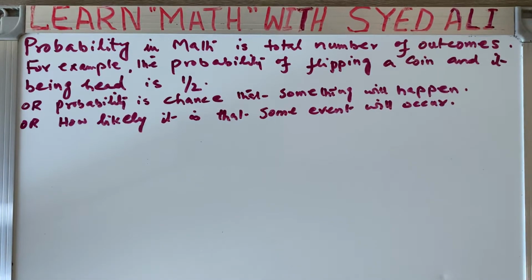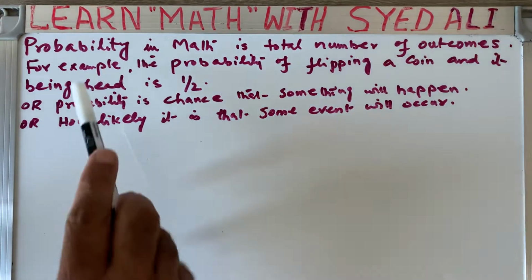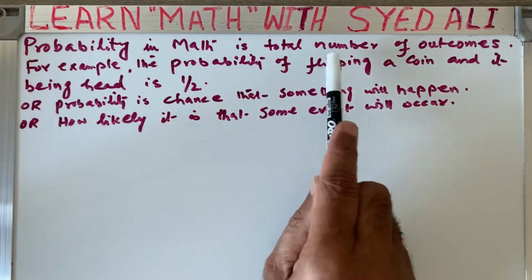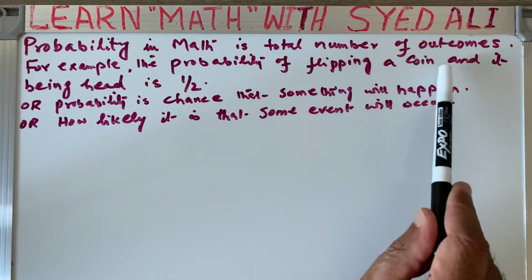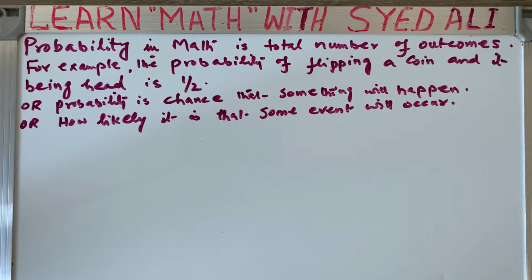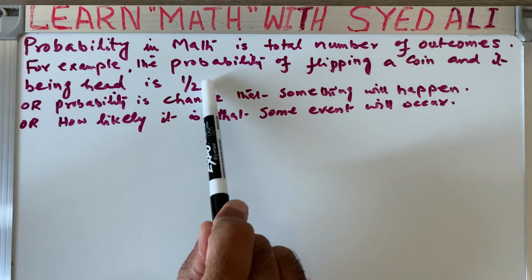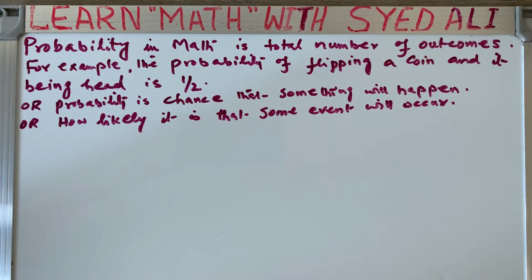Today our topic is probability. Probability in math is the total number of outcomes. For example, the probability of flipping a coin and its being head is 1 by 2, because there are two faces, head or tail. So the total number of possible outcomes is 2 and getting a head is 1 by 2. So that means the formula is: probability is the number of favorable outcomes to the number of possible outcomes.